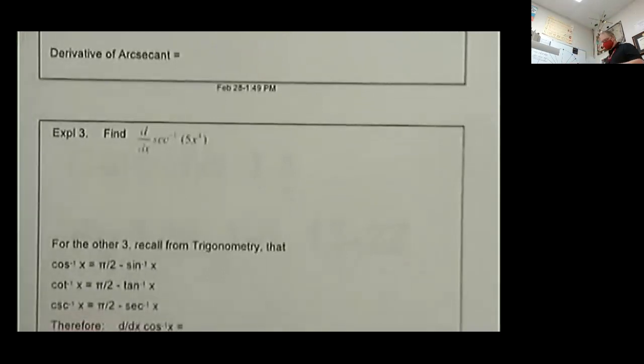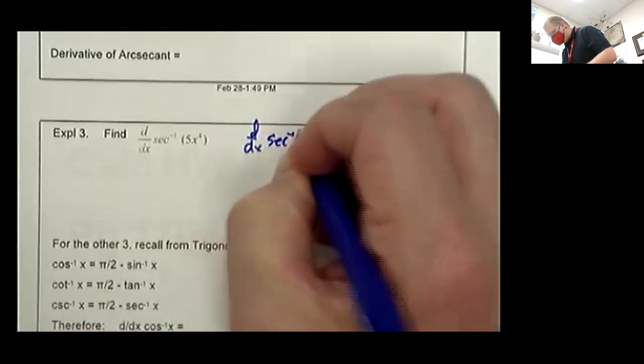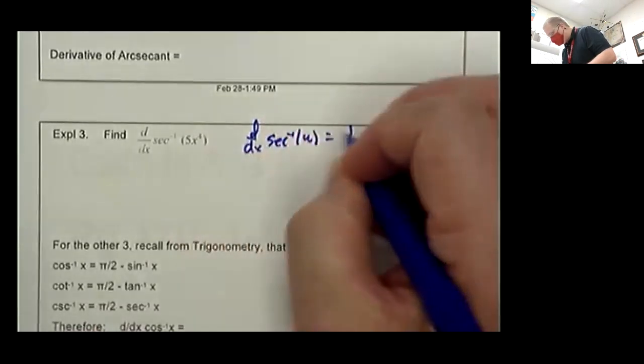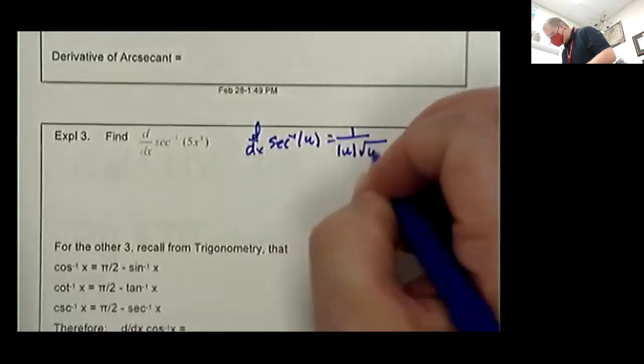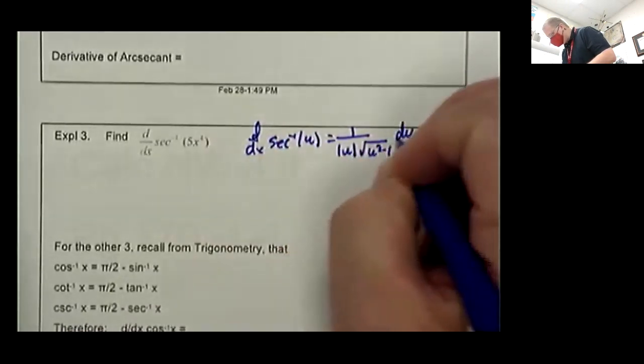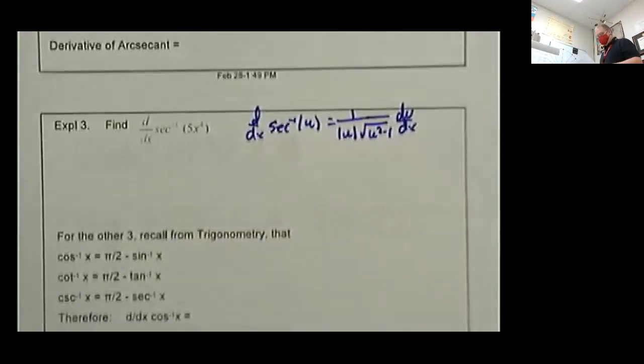Find the derivative of secant inverse of 5x to the 4th. So again, we're going to plug into our formula. The derivative of secant inverse of u is equal to 1 over the absolute value of u times the square root of u squared minus 1 times du dx. All right, so what is our u? Our u is 5x to the 4th.